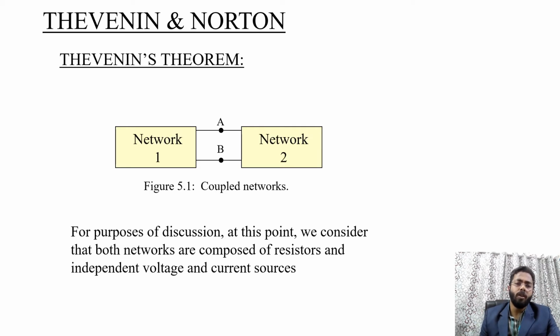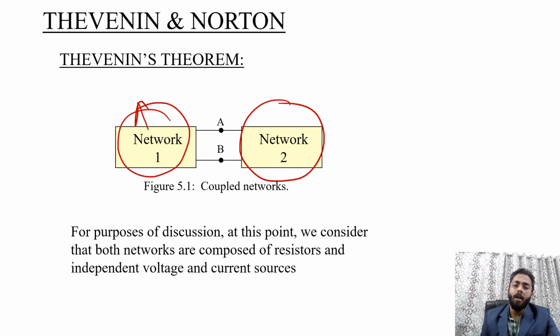Under Thevenin's theorem, you can see that two networks are there, network 1 and network 2, and they are coupled through A and B. For the purpose of discussion at this point, we consider that both networks are composed of resistors and independent voltage and current sources.